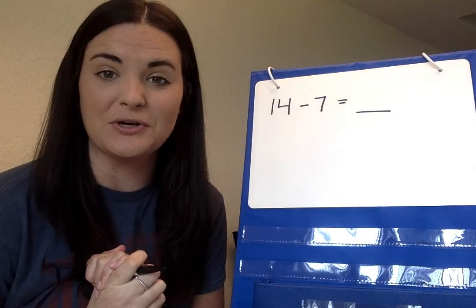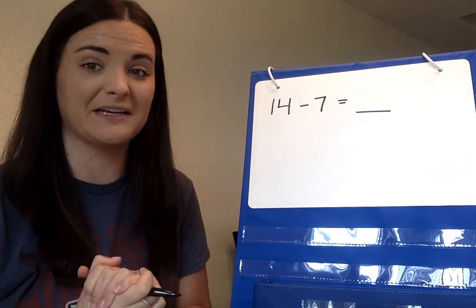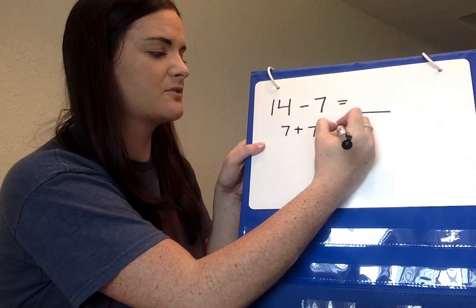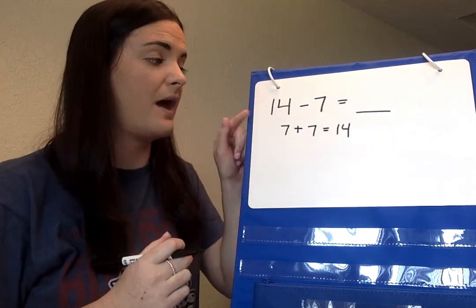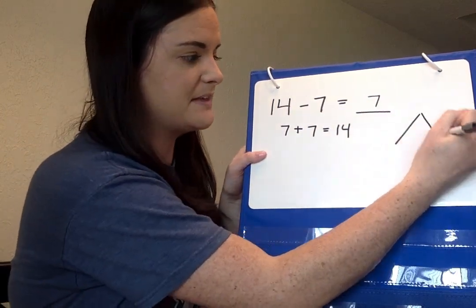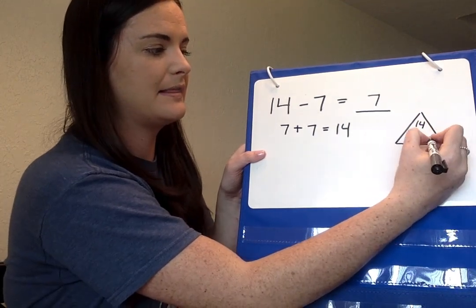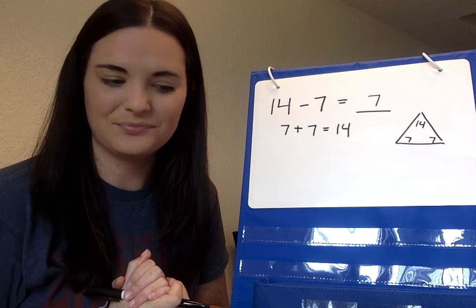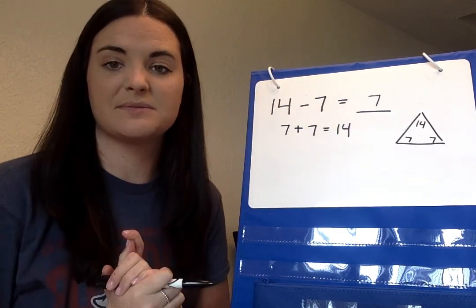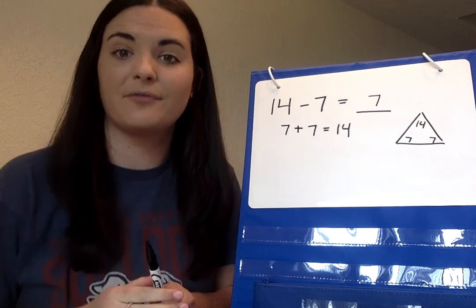I see here that we also could use a doubles fact to help us solve this related fact. 7 plus 7 equals 14. So we know that 14 minus 7 is 7. If I put this into a fact family triangle, it would look like this. So how many bees were left outside? 7 bees. You could have also drawn a picture or used your number line for this as well.